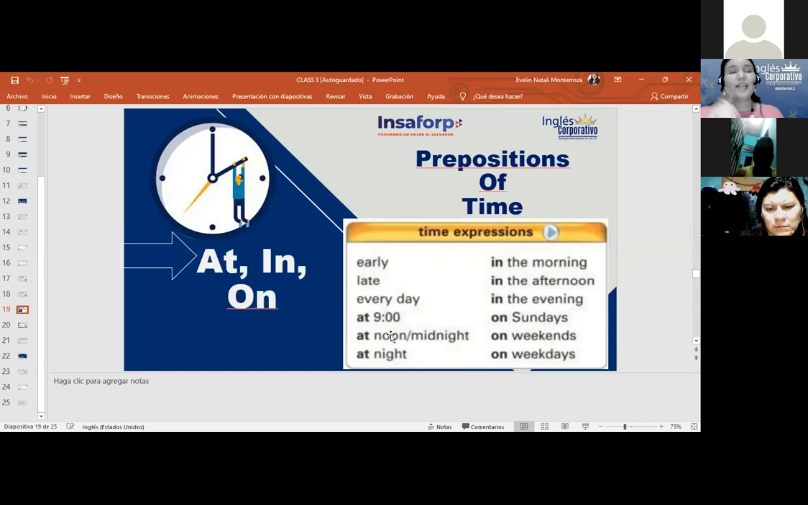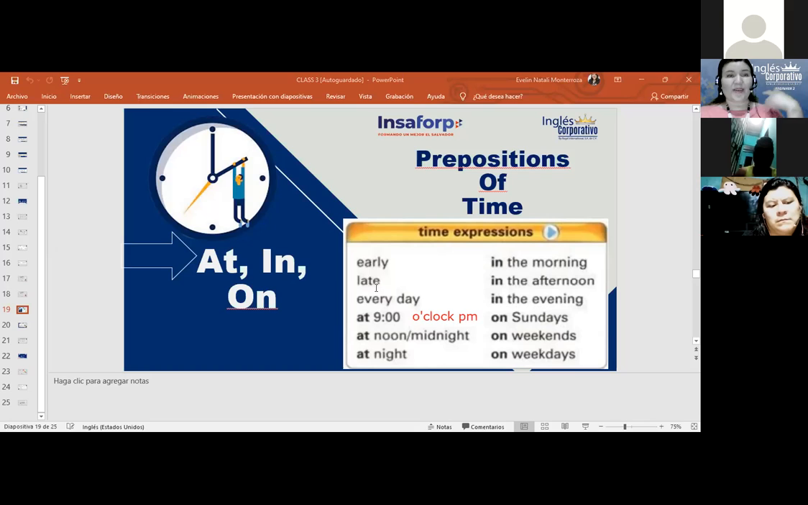In this case, when you have times, when you have a specific times, you say at. You cannot say in 9, in 8, because it's incorrect. You cannot say on 9, because it's incorrect. You say at 9, at 7, at 6, right? And it is very common. This is a very common mistake. When you say, at 9 o'clock p.m. So you say at 9 p.m.